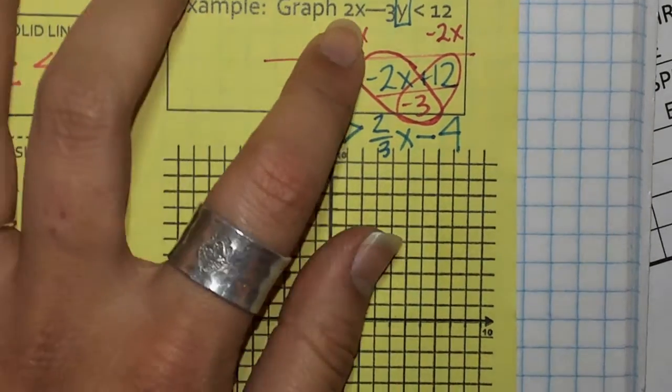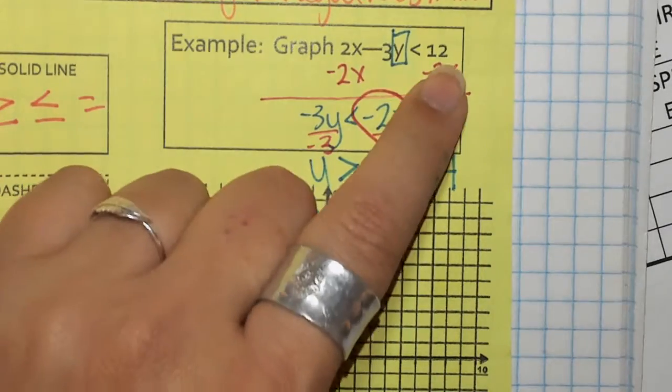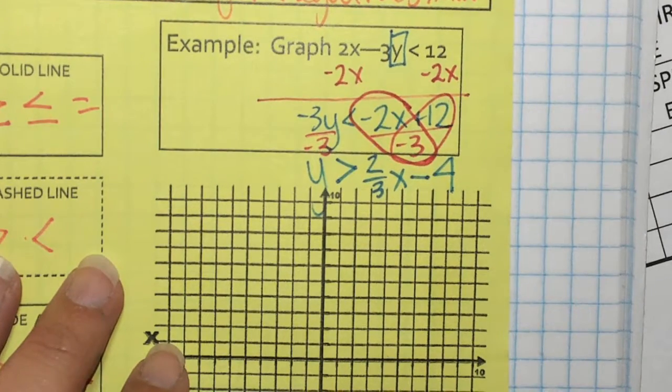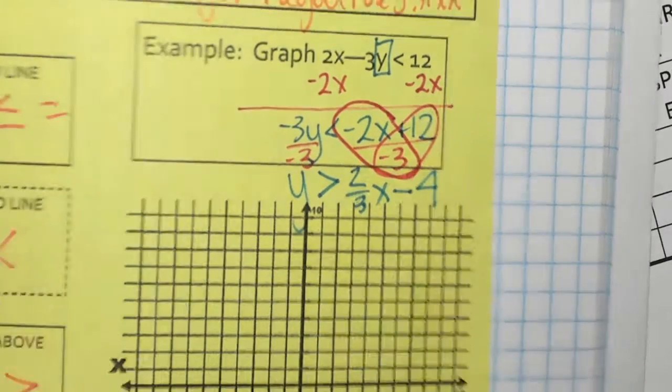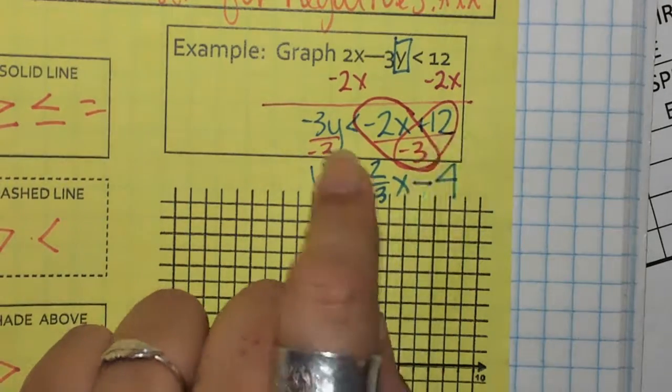Alright, now, the first thing we did was we're trying to get y by itself, so we subtracted 2x. Now, who can tell me why I did not combine the 12 and -2x? Because it has an x and they're not like terms. Fantastic. Alright, so then what did we do from here?